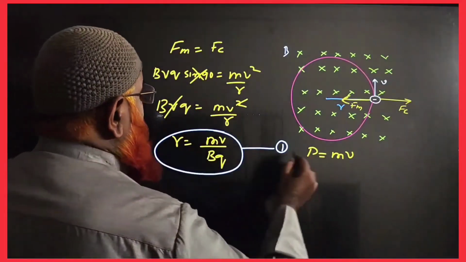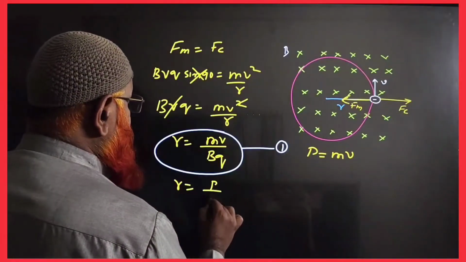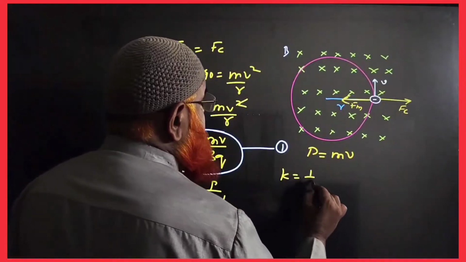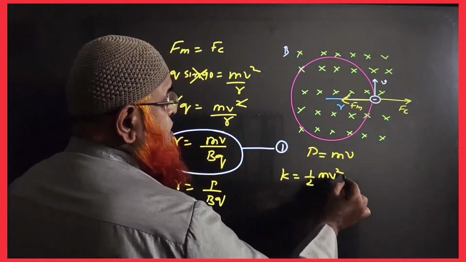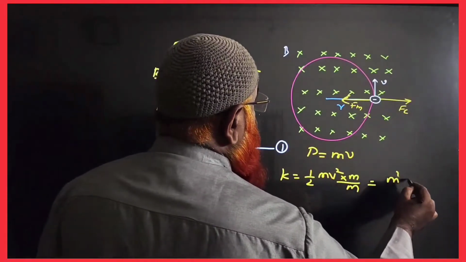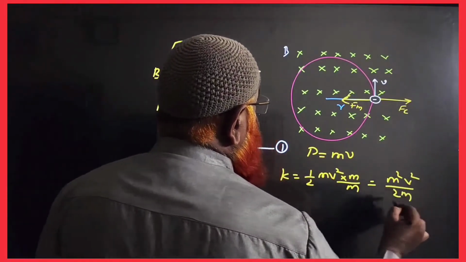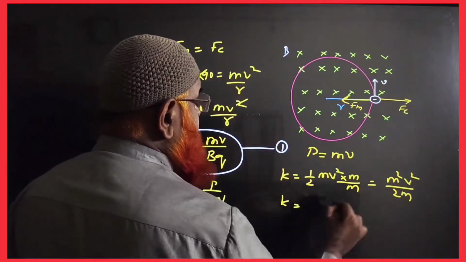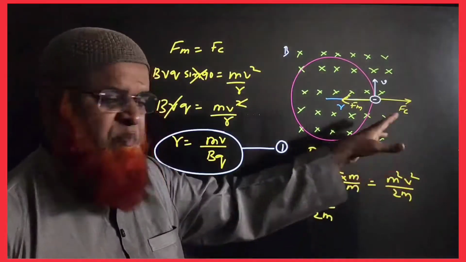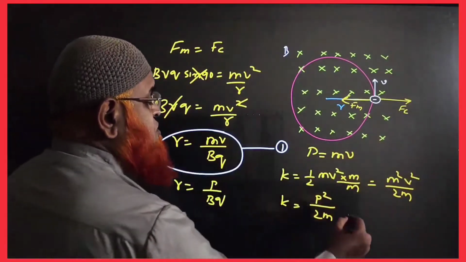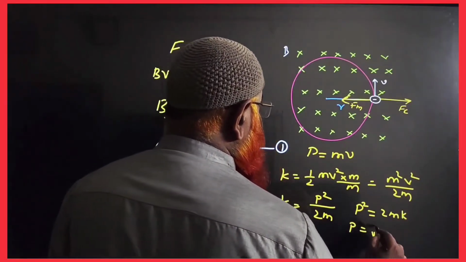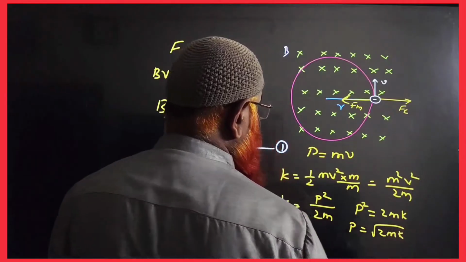Then after that, I have taken this as R is equal to P by BQ. So instead of P, what can you write now? You all know kinetic energy is nothing but half mv square. Now I will multiply by m and divide by m. Then I get m square v square by 2m. So K is equal to m square v square by 2m, and m square v square is nothing but p square, because p is mv. So from this I get p square is equal to 2mK. So p square is nothing but 2mK.